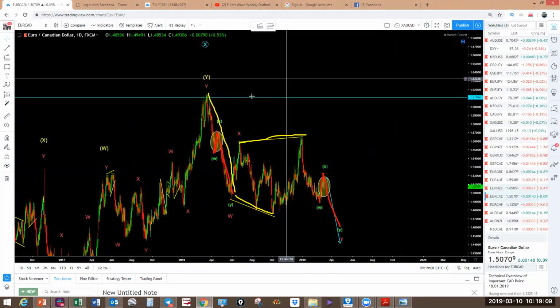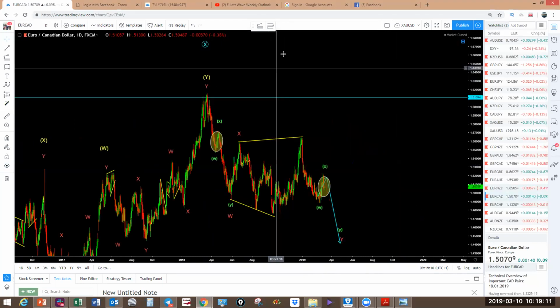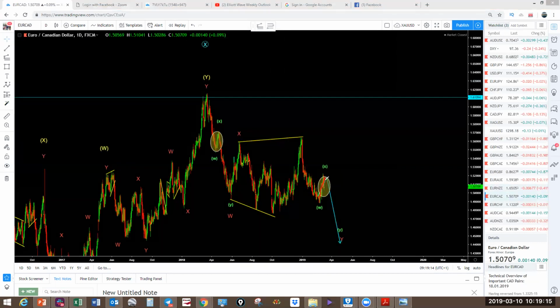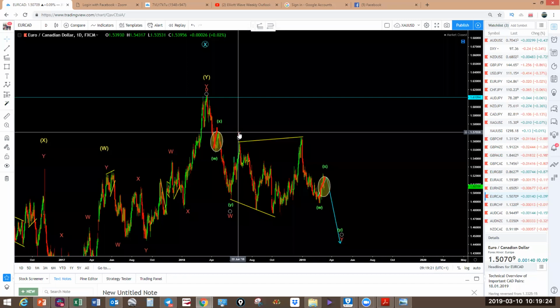I showed you these fractals. How many of you remember this? You should understand whether the market is reversing or pulling back. This was a pullback, and this is now how it's playing out. Here we need to make an adjustment. The X should be here.